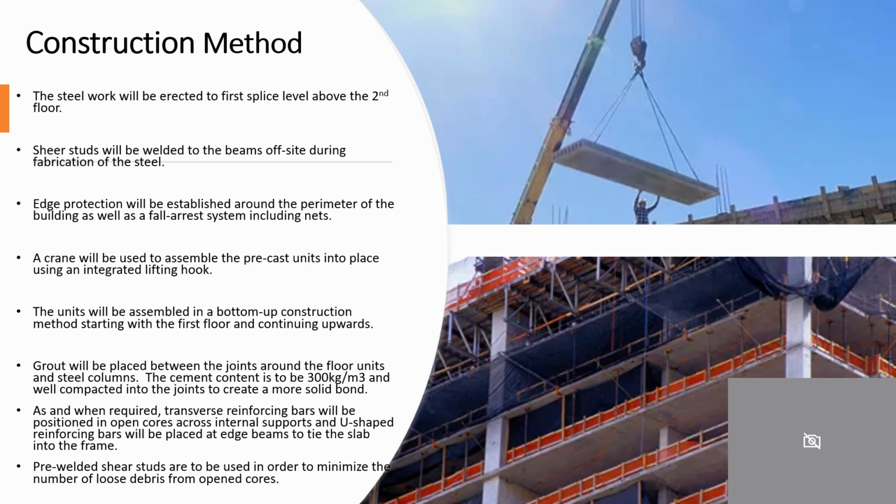A crane is going to be used to assemble the precast units into place using an integrated lifting hook. The units will be assembled in a bottom-up construction method, starting with the first floor and continuing upwards.